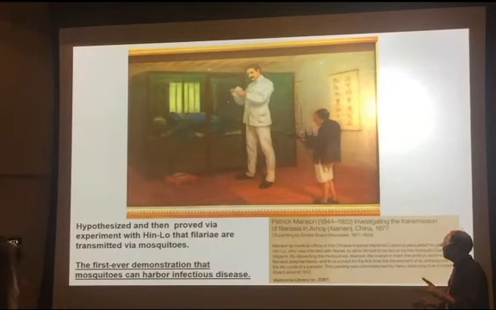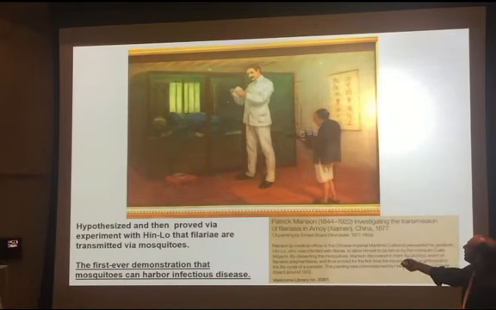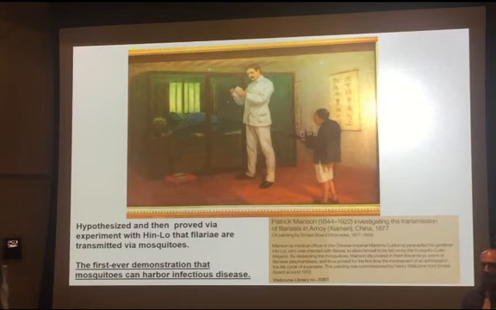So here's a painting of Manson and Hinlo in the hut. And this is one of the most important experiments ever done in the history of medical science as we know it. Because it's the first ever demonstration that arthropods, and in this case mosquitoes in particular, can harbor infectious disease. Manson went on, he helped found the London School of Tropical Medicine. There is a book called Manson's Tropical Medicine that has now been in publication for well over 100 years. You can buy it today.